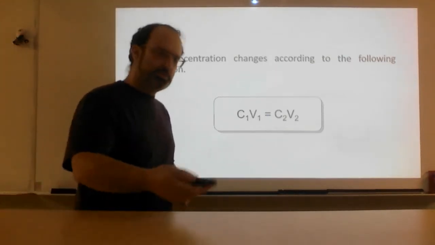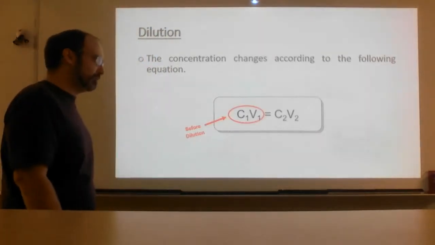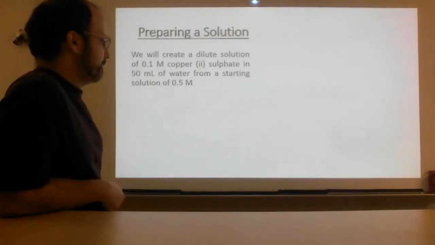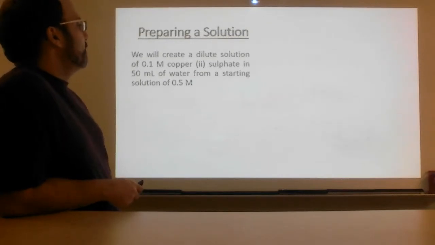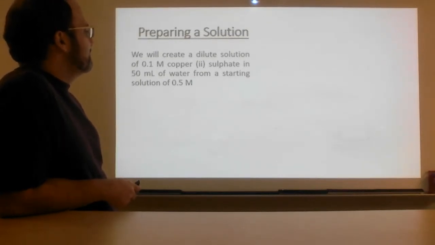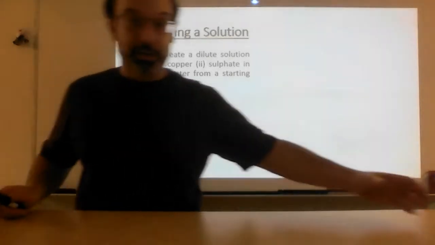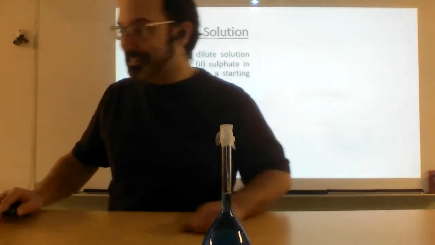What? Is Mr. C going to have to pull out props again? Before the dilution? After the dilution. Very complicated, very technical. So, we are going to create a dilute solution of 0.1 molar copper(II) sulfate in 50 milliliters of water from a starting solution of 0.5 molar. Yeah, we made that last time.